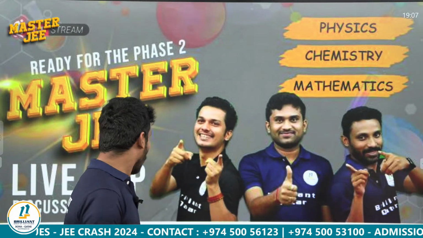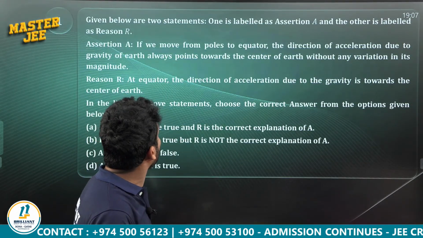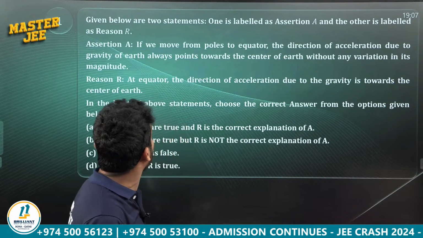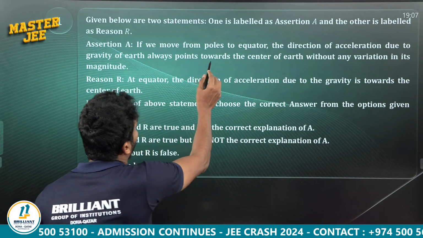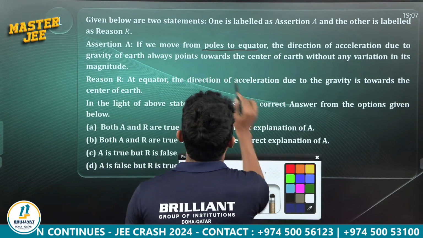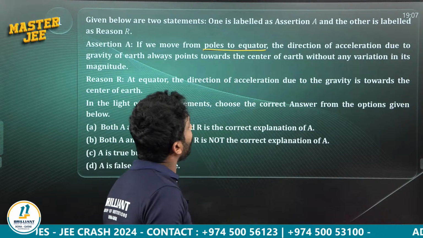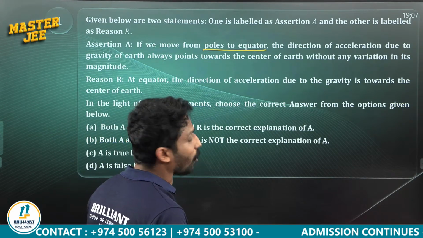Okay, moving to the questions. 1. Given below are two statements. One is labeled as assertion and the other is reason. Assertion: if we move from poles to equator, the direction of acceleration due to gravity of Earth always points toward the center of the Earth.